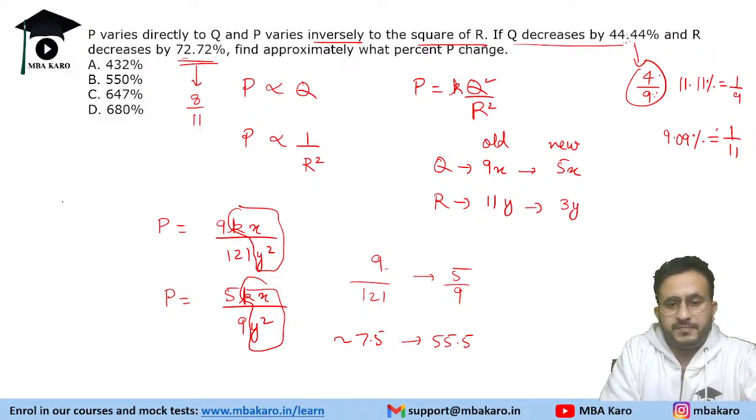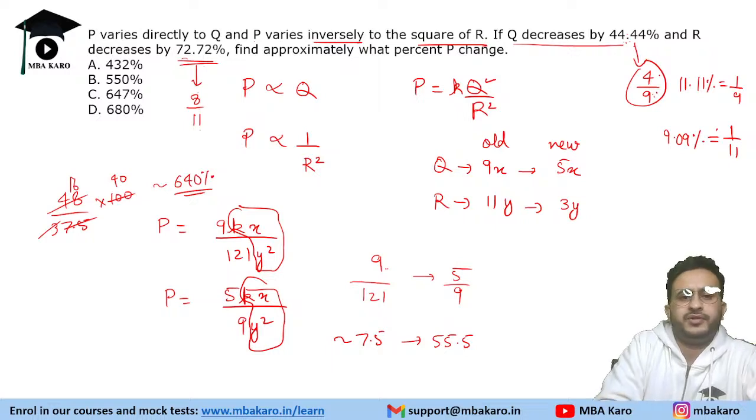It increases by 48 and the initial value was 45, we will multiply by 100, so that will be 40 into 3. Okay, and 16 into 4, 640%. So roughly 640% would be the answer.